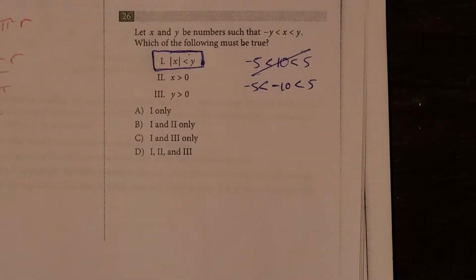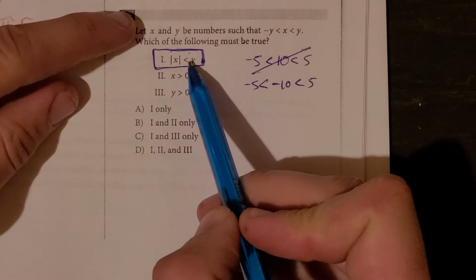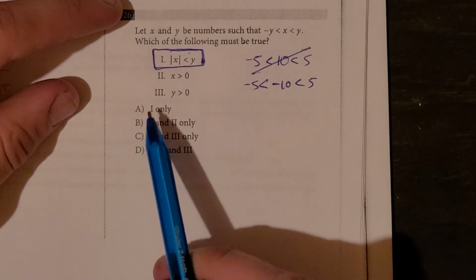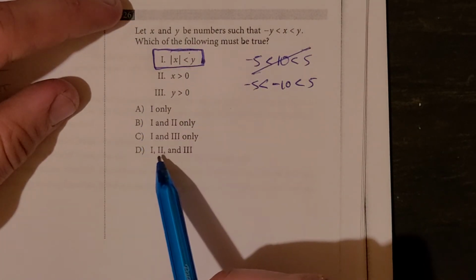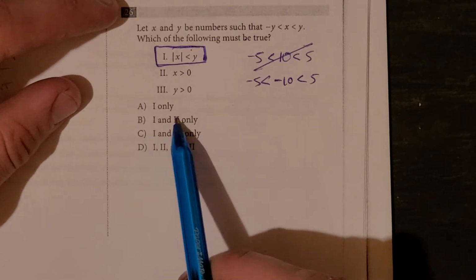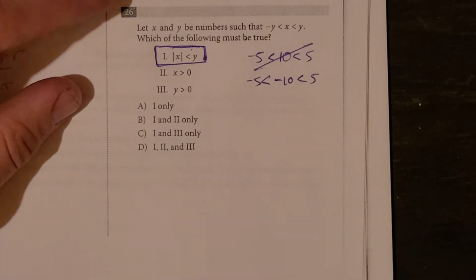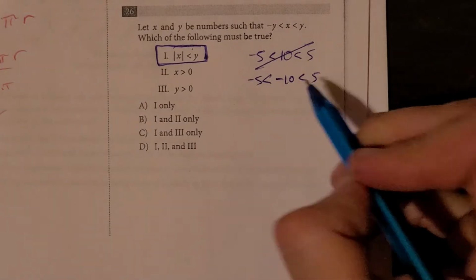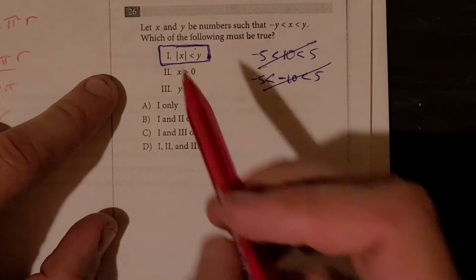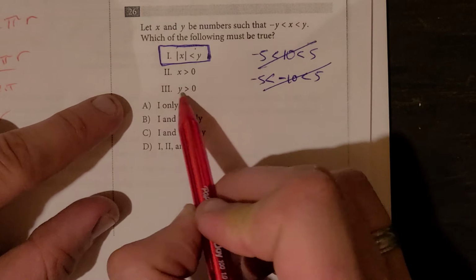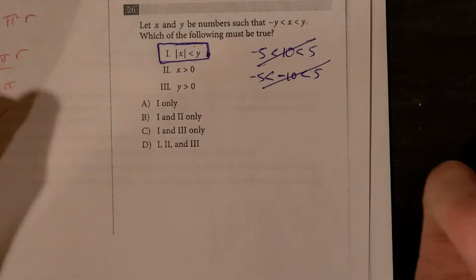X has to be greater than 0, or y has to be greater than 0. Now, 1 definitely has to be true. You can see every single answer has 1. Okay? Either 1 and 2, 1 and 3, or 1, 2, and 3. So what I would do is go through and try examples of what if x is negative and y is negative, or something like that.